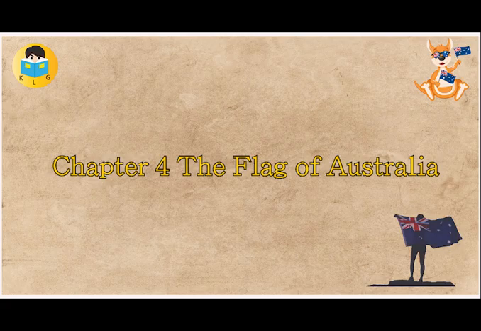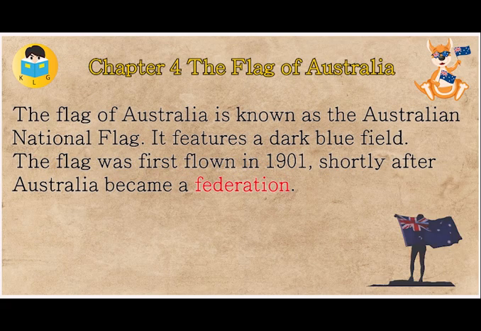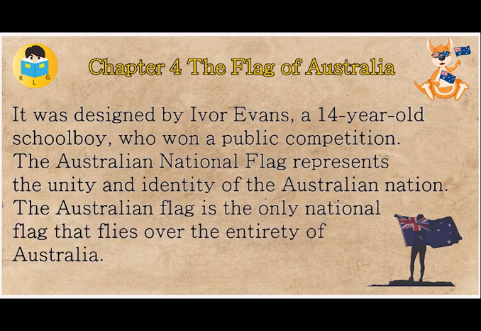Chapter 4: The Flag of Australia. The flag of Australia is known as the Australian national flag. It features a dark blue field. The flag was first flown in 1901, shortly after Australia became a federation. It was designed by Ivor Evans, a 14-year-old schoolboy, who won a public competition.